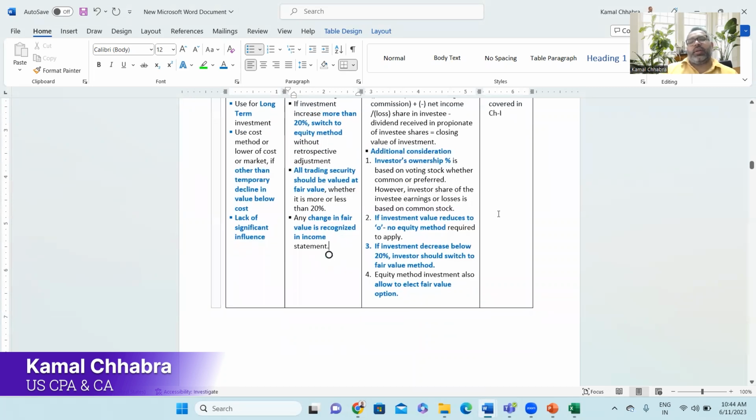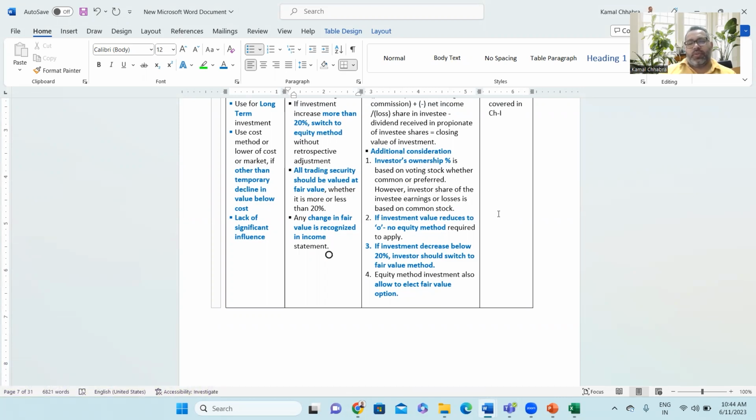Additional considerations: what all additional things do you need to keep in mind? First, the investor's ownership percentage is based on the voting stock, whether common or preferred. However, the investor's share of the investee's earnings or loss is based on common stock. So the general rule is the investee share is based on common stock. But there are certain situations in which you will have voting rights even though you hold preference shares. So you also need to consider whether any voting right has been given to preference shares, debentures, bonds or any other person.